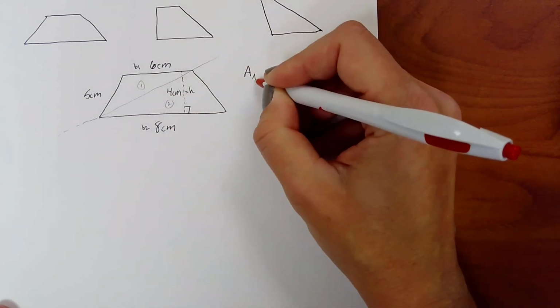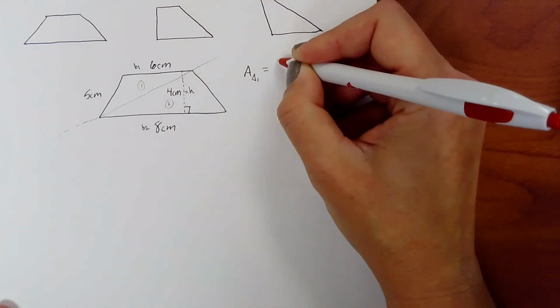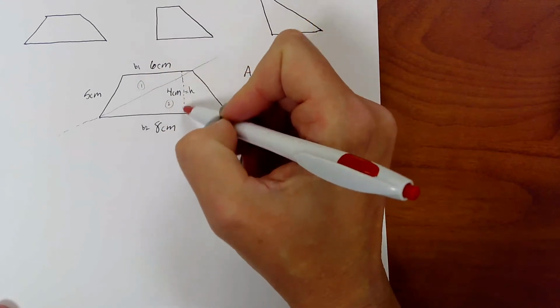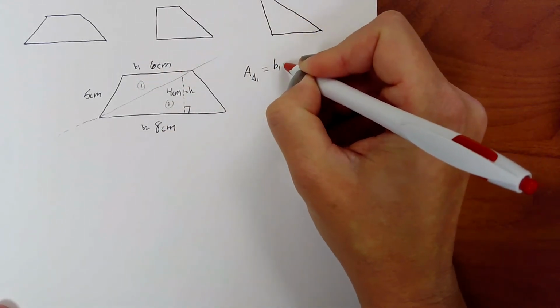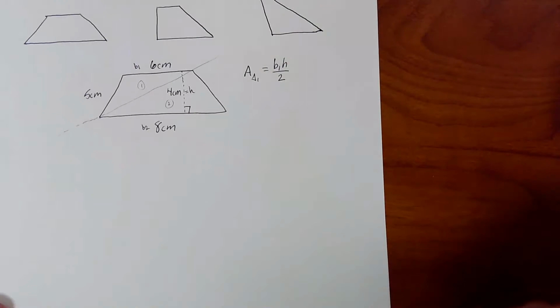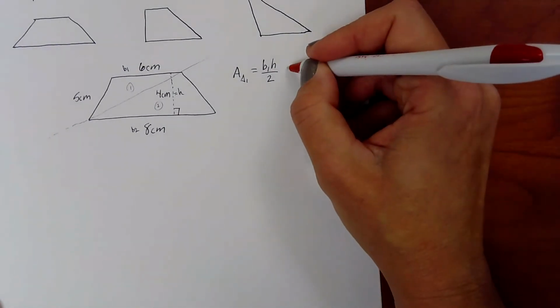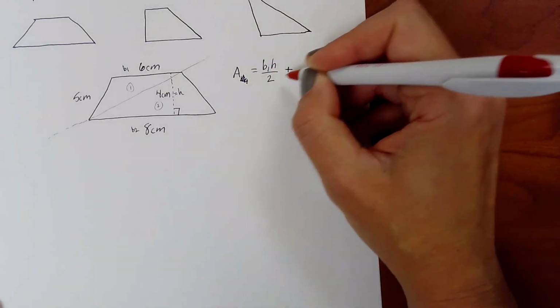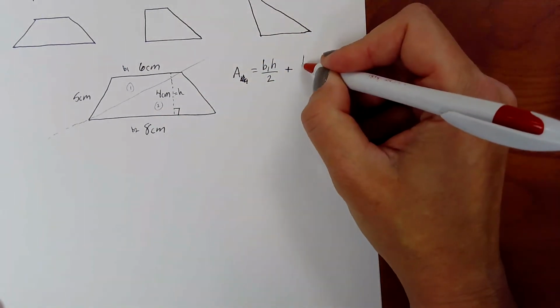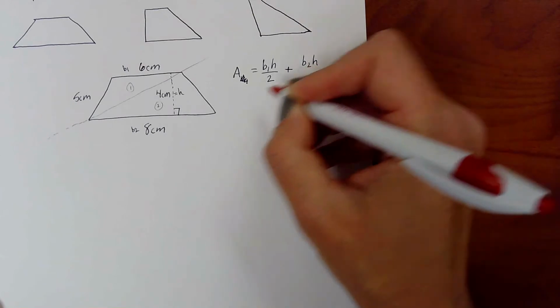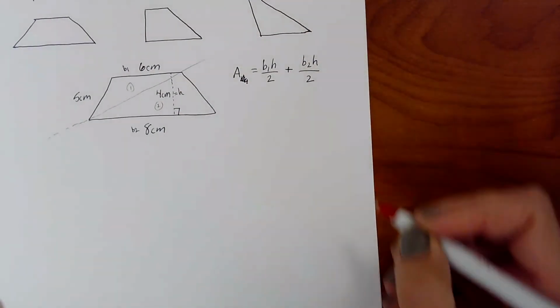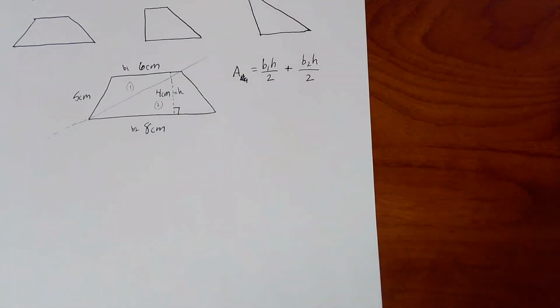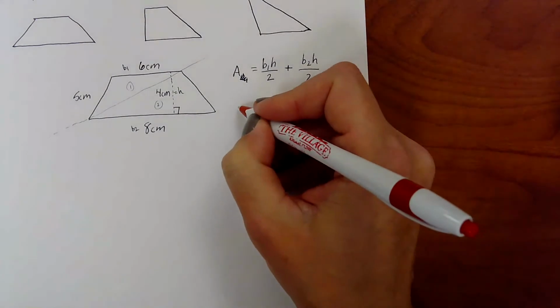You could figure out for triangle 1, you would do base 1 times how tall it is and divide it by 2, right? That's triangle 1. And then you could add it to the other triangle, which you would use the base 2, same height. So really you could do that every time. If you wanted to just find the area of both triangles, add them up, that would work every time.